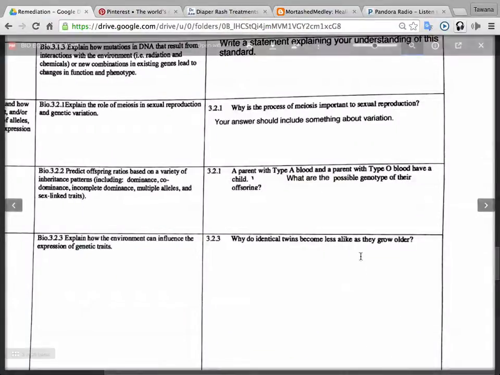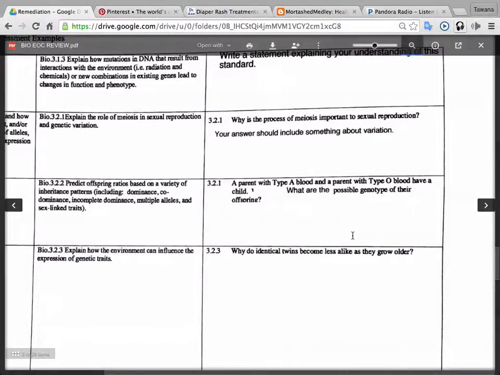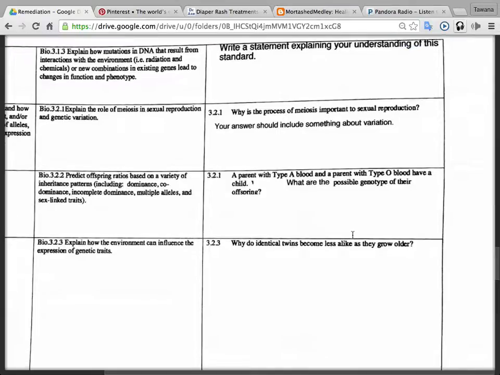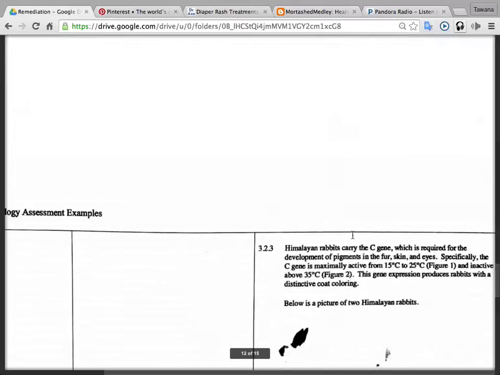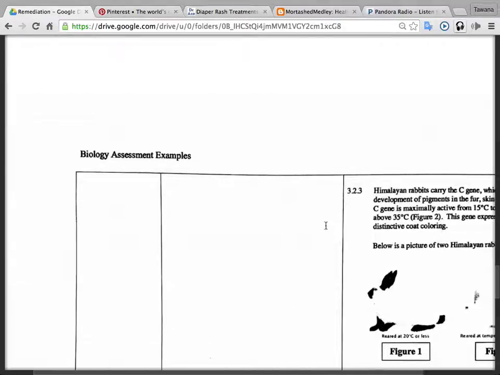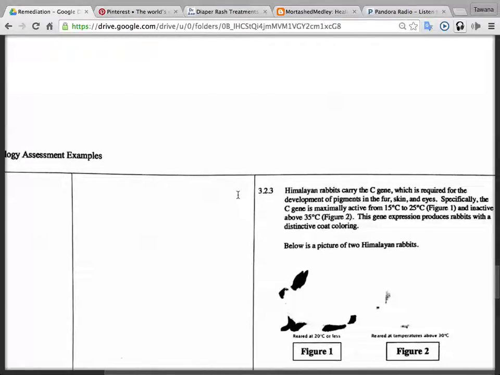Alright, anyway, while we're waiting to do 3.2.1, I want to really bring this up. Let's look at, we'll go back to 3.2.1 in just a second. Let's look at this one here for the Himalayan rabbit.